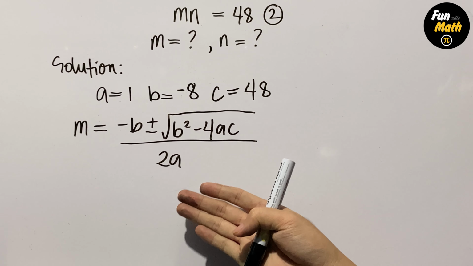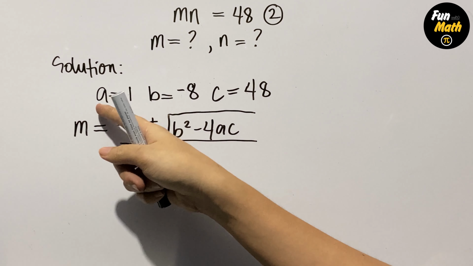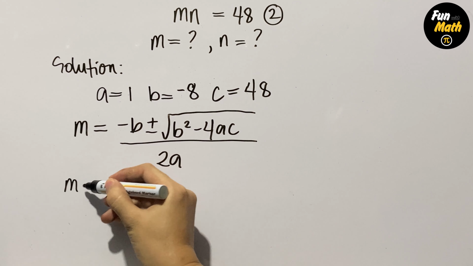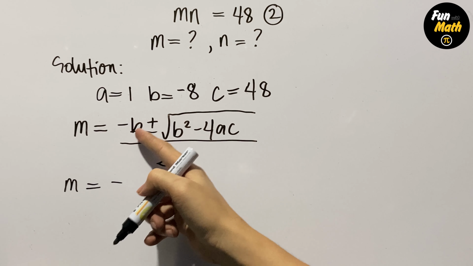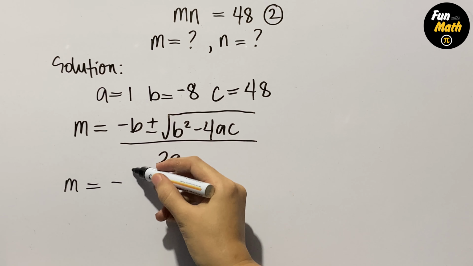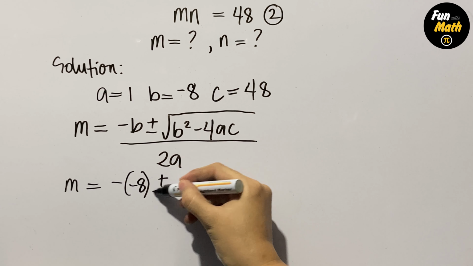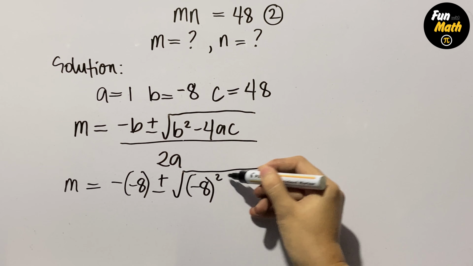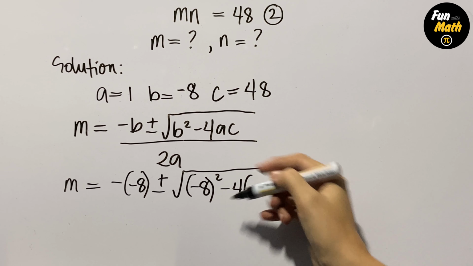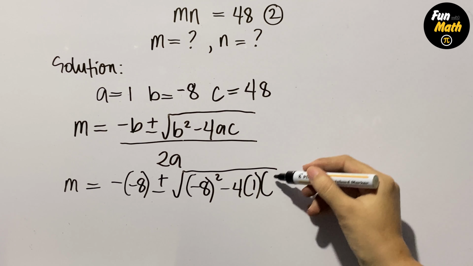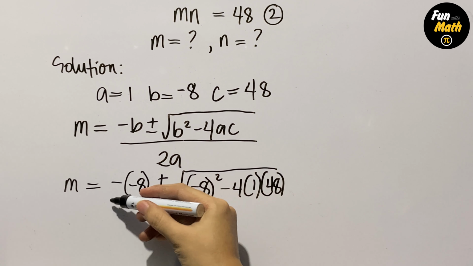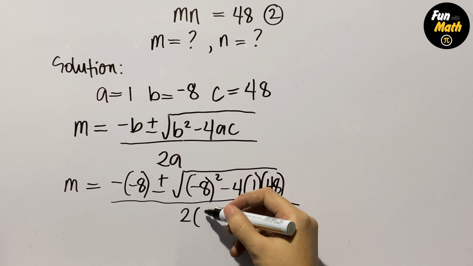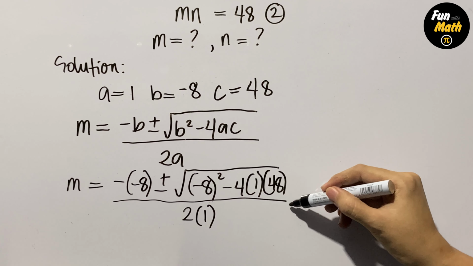And then to continue, let's substitute the values of a, b, and c into the formula. So that is m is equal to negative, b is negative 8, so that is negative times negative 8, plus or minus the square root of b squared, that is negative 8 squared, minus 4 times a, that is 1, times c, that is 48, all over 2 times a, which is 1. So 2 times 1.